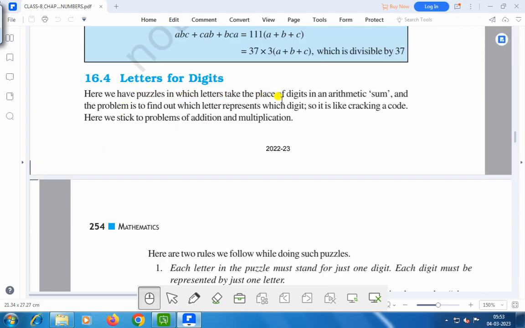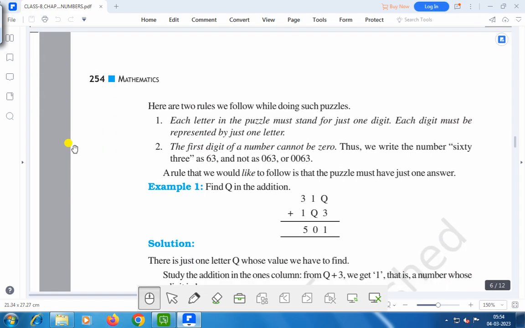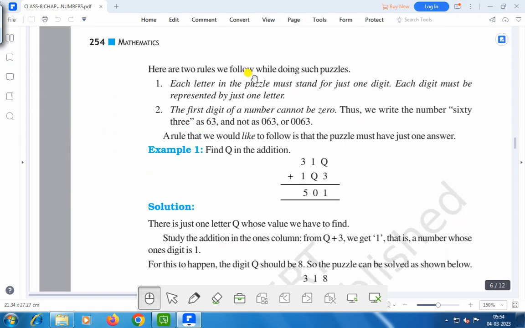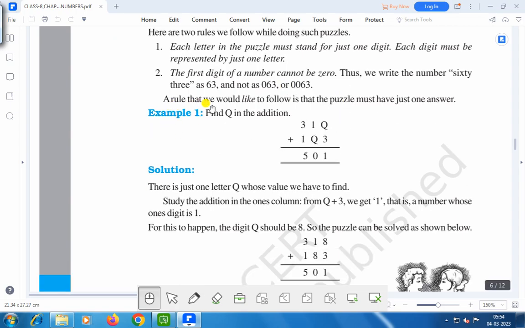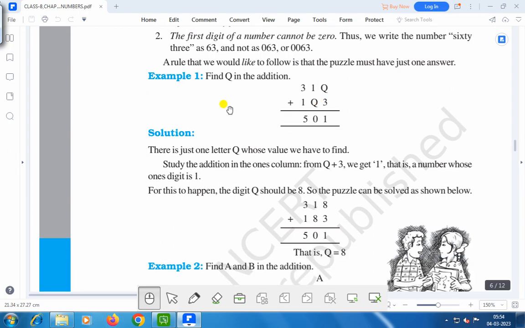Here we have puzzles in which letters take the place of digits in an arithmetic sum, and the problem is to find out which letter represents which digit. So it is like cracking a code. Here we stick to problems of addition and multiplication. Here are the rules to follow while doing such puzzles. Each letter in the puzzle must stand for just one digit. Each digit must be represented by just one letter. The first digit of a number cannot be 0. Thus we write the number 63 and not as 063 or 0063. A rule that we would like to follow is that a puzzle must have just one answer.